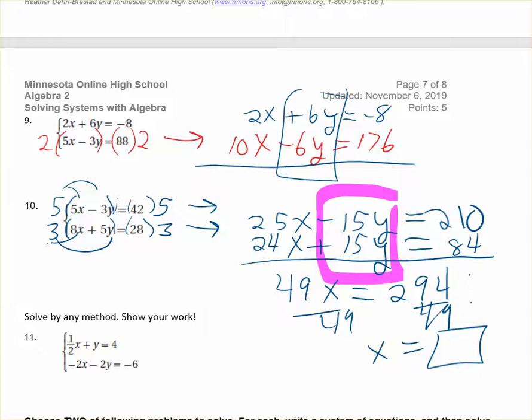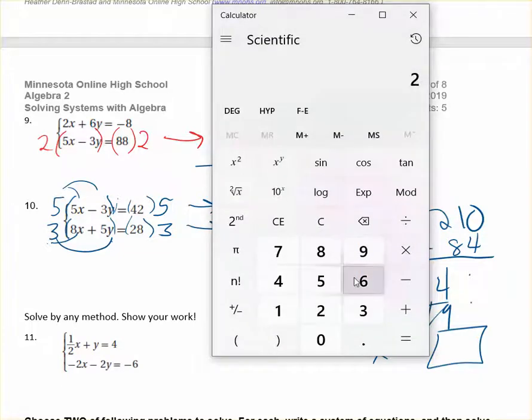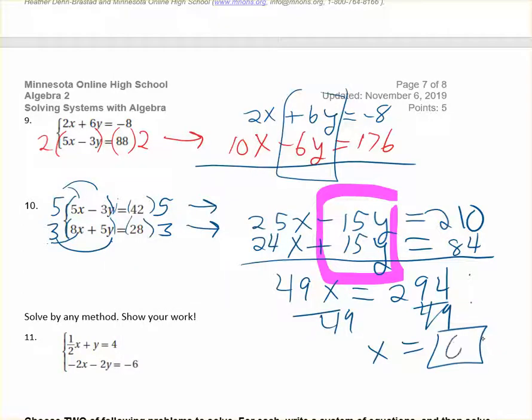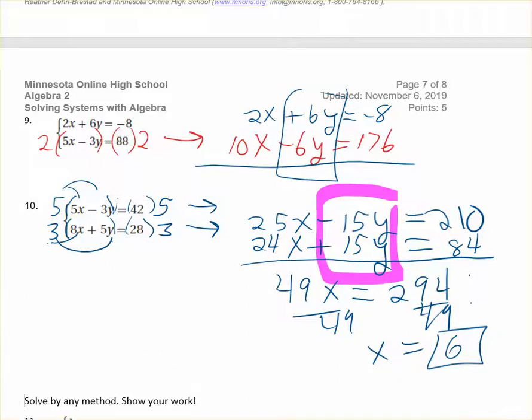Let's go ahead and do a little bit more on this one. So we have 294 divided by 49. 6. Okay, x is equal to 6. So we're almost done, but we don't have y yet. So to find y, you're going to go back to one of the original equations. Doesn't matter which one. So look at them for a minute and see if you think there's one that might be simpler than the other.